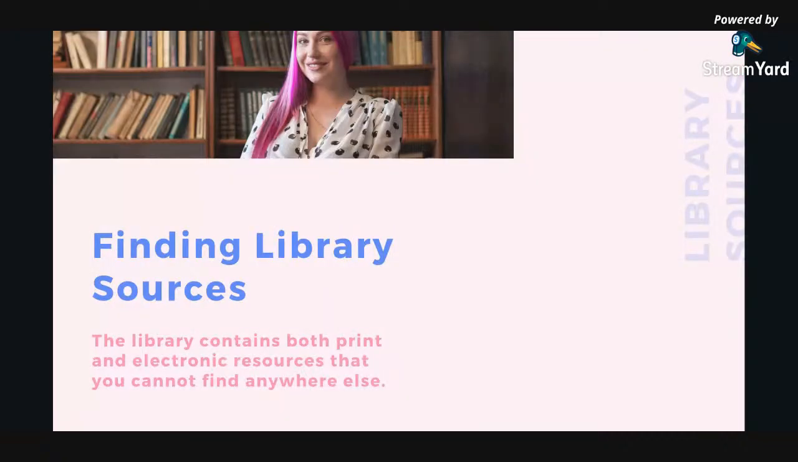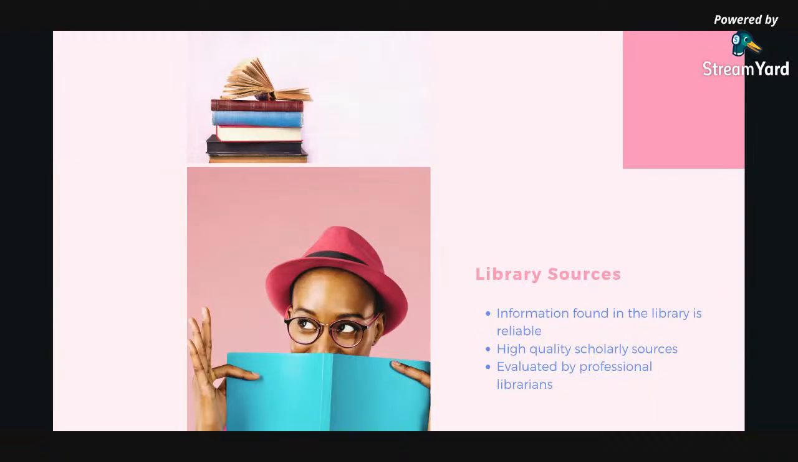So finding library sources. The library contains both print and electronic sources and it has some that you can't get anywhere else. If you've ever looked online for sources for something, or like the card catalog, a lot of them you can't find on the internet, you have to get them from a library. Information found in the library is reliable. High quality scholarly sources are there, and everything that's in the library has been evaluated by professional librarians.